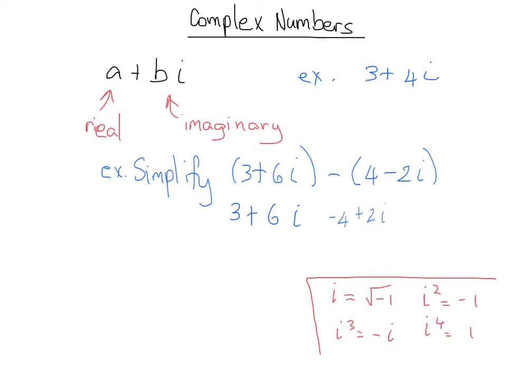Again, we're able to treat that i like it's a variable. That means that these are like terms, and these are like terms. So 3 minus 4 gives us -1, and 6i plus 2i gives us plus 8i. And that's how we would add or subtract complex numbers.